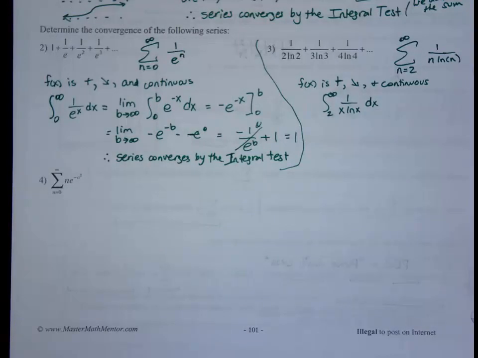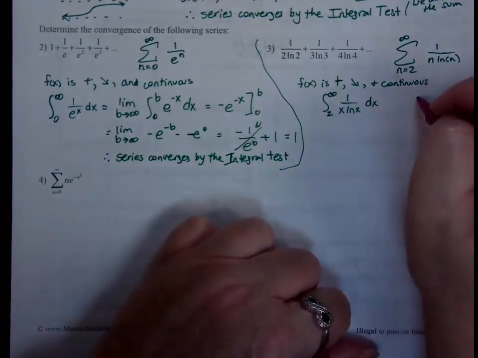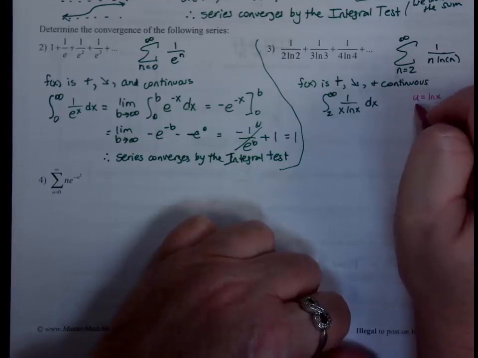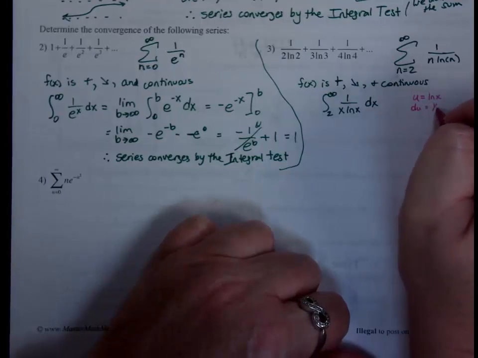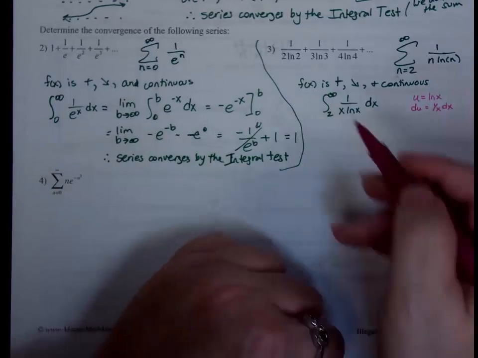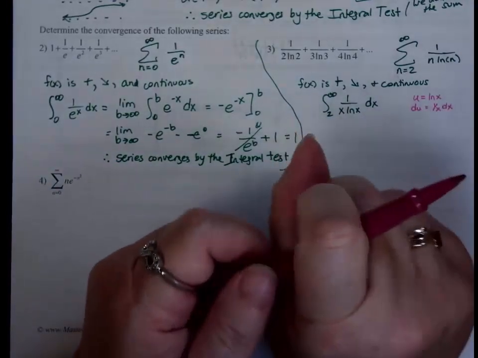Now, top's definitely not the derivative of the bottom. But is 1 over x the derivative of the other, possibly? Which one do you think u would be? ln of x, because du would then be 1 over x. So I'm going to go ahead and do a u sub for this one. So u is ln of x, du is 1 over x dx. I've still got to change it to limit form, but I'm going to do the limit form and the b thing at the same time.